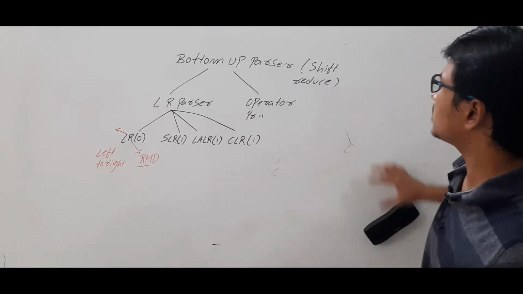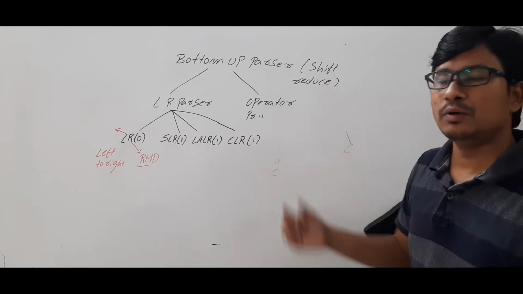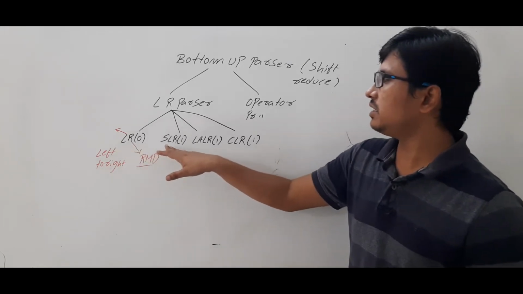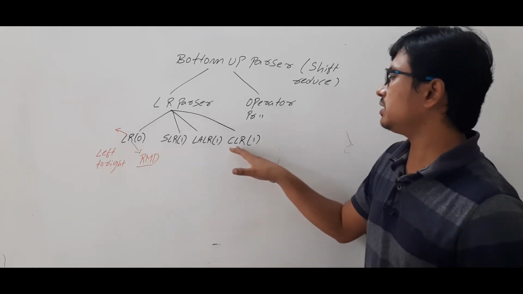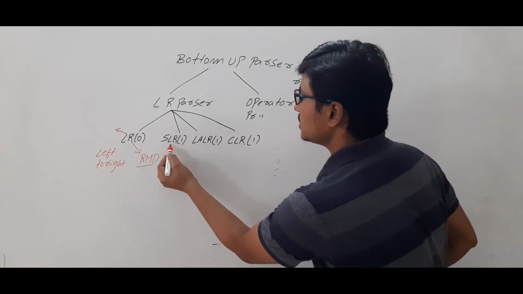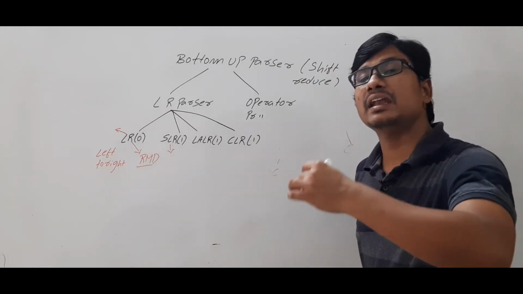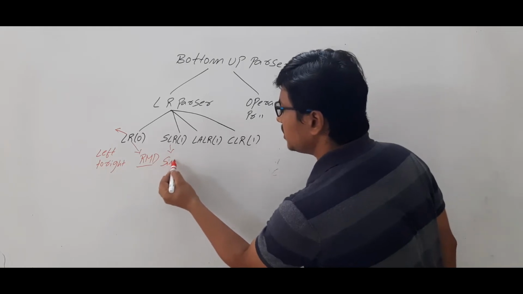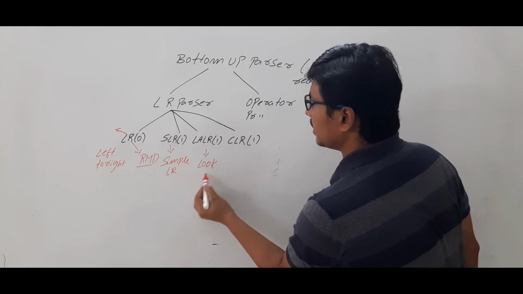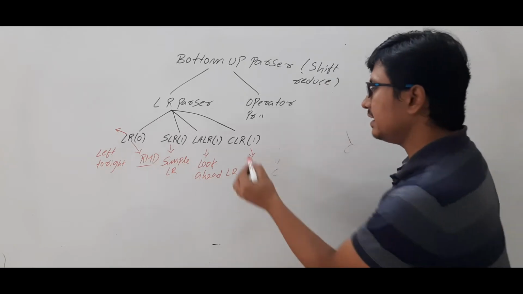Now why it is called shift reduce, I hope you have understood. You are shifting and then you are reducing to one production. Now you have a doubt: sir, LR0 is there, SLR1 is there, LALR1 is there, CLR1 is there, what is the full form of each one? SLR is simple LR. LALR is look ahead LR. And this is canonical LR.